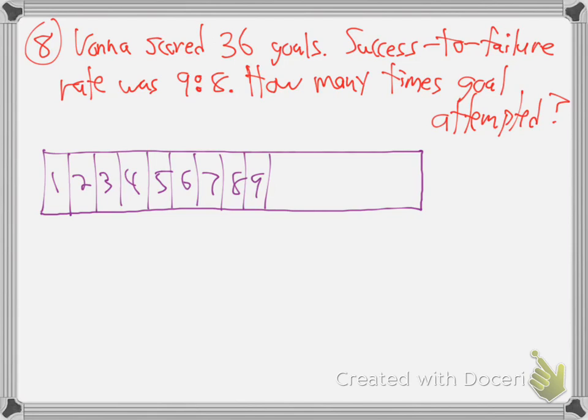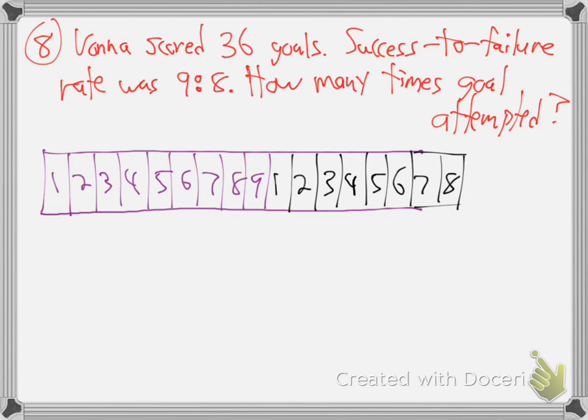And then, maybe I'm going to run out of room here. And then 1, 2, 3, 4, 5, 6, 7, 8. I guess right to there. Okay, so that's 1, 2, 3, 4, 5, 6, 7, 8. And then don't just write that, but also be super clear what those are. What are those? Well, this is success, right? Because her success to failure is 9 to 8.